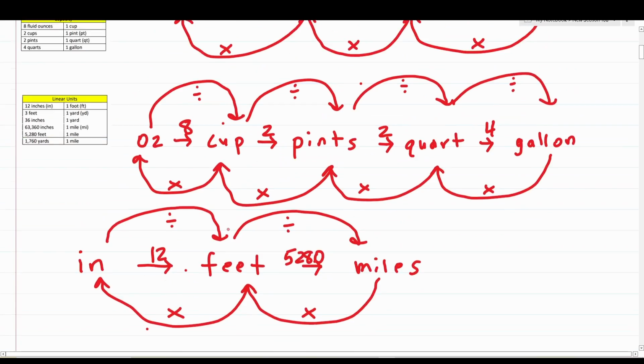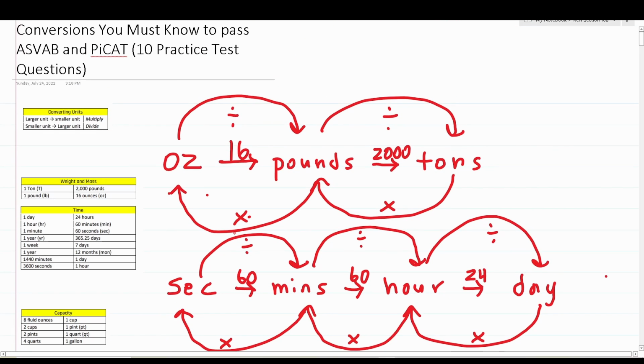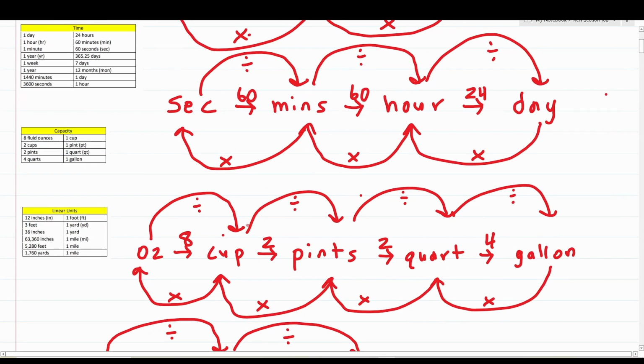All right, so that is all the conversions I would recommend that you learn for the ASVAB and PiCAT. As you saw, you have to know a few principles to remember these conversions. Specifically, you have to know that when you go from a smaller unit to a bigger unit, you divide. And when you go from a bigger unit to a smaller unit, you multiply. And what's more, you have to know what you're going to be dividing and multiplying by.